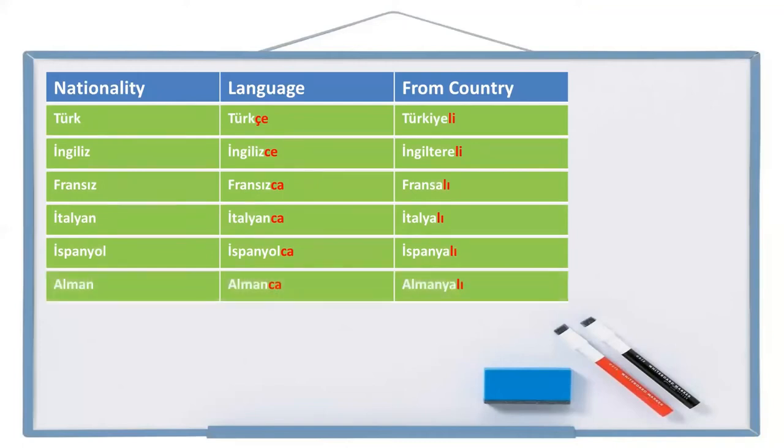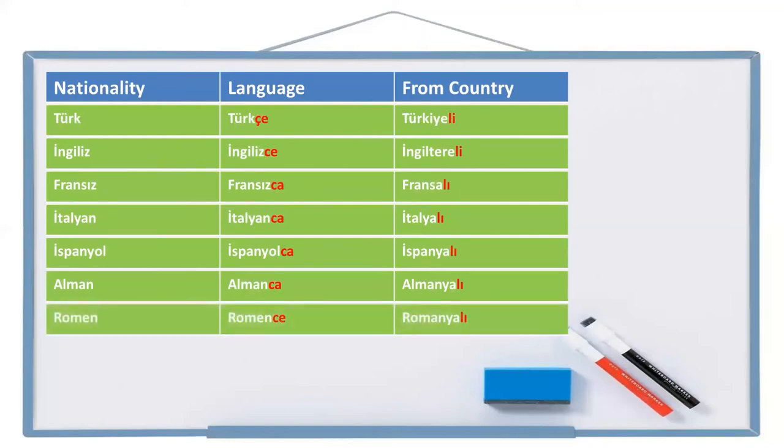Another one. German as the nationality is Alman. The language German is Almanca. The country Germany is Almanya, and from that country, Almanyalı. Another one. Romanian is Roman. And the language Romanian is Romance, and the country Romania is Romanya, and from that country, Romanyalı.